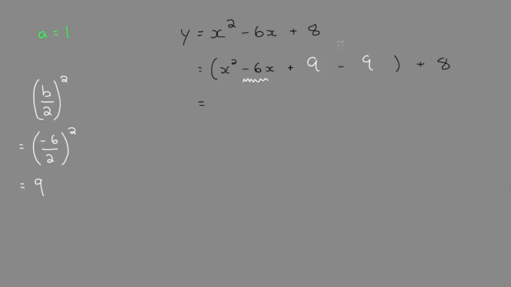Only ever use the positive term. We move the negative term outside the parentheses. This will give us our trinomial, which will give us our perfect square inside the parentheses. And then we have +8 minus 9. We can simplify that in the next step.